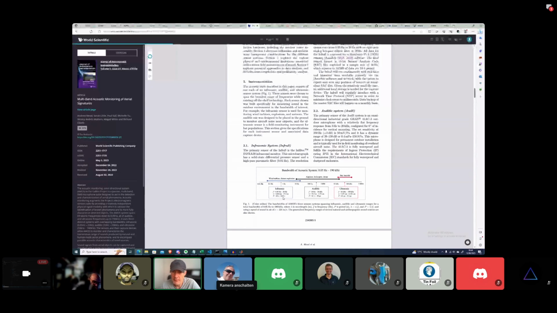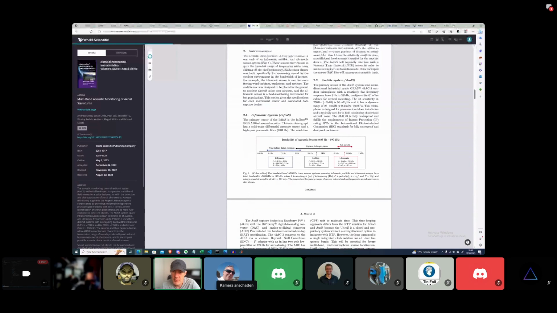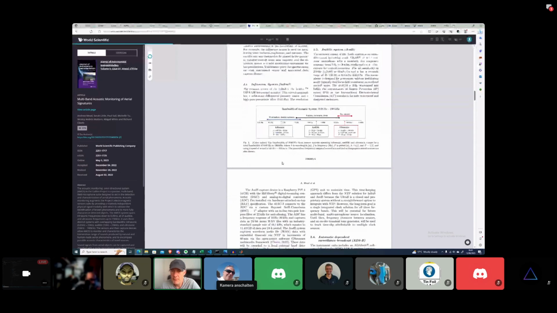But they've also got microphones going to infrasonic range and ultrasonic range. To me, that would be an interesting expansion of this work as well in future, having an infrasonic microphone.